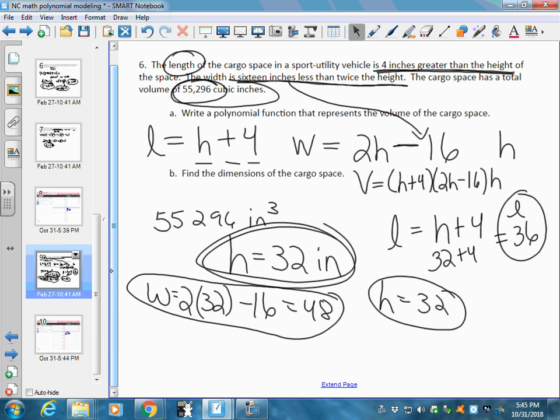Okay. That wraps up the 2 sheets you were finishing about the open box problems. If you still need some help with this, there is a video on Canvas of the open box problems. So make sure you go watch that and then continue to work on these.